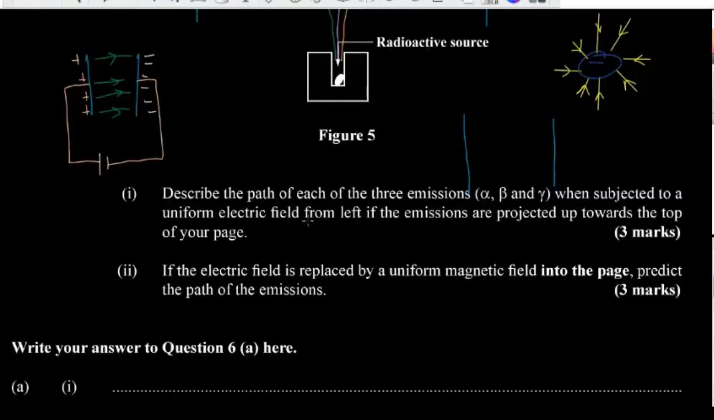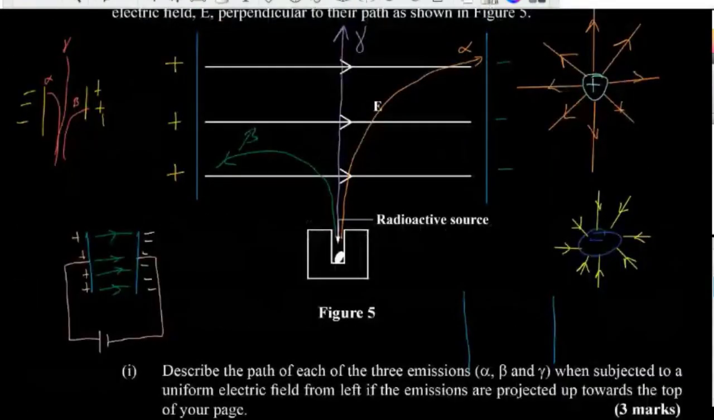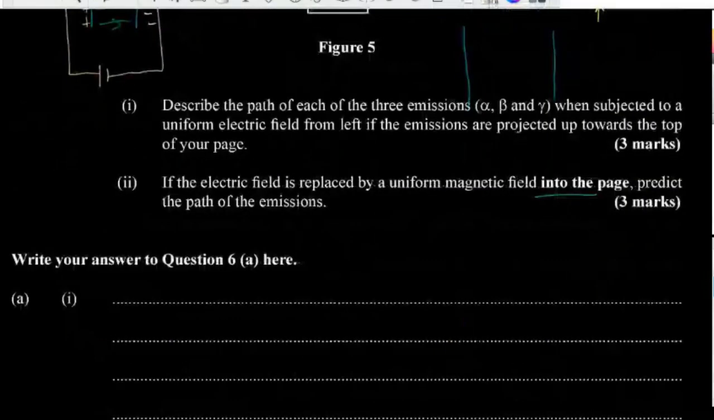So now it says, now that we've done that, so we did that a while ago. If the electric field is replaced by a uniform magnetic field into the page, predict the path of emission. So what they want us to do is take away this electric field and replace it with a magnetic field going into the page.